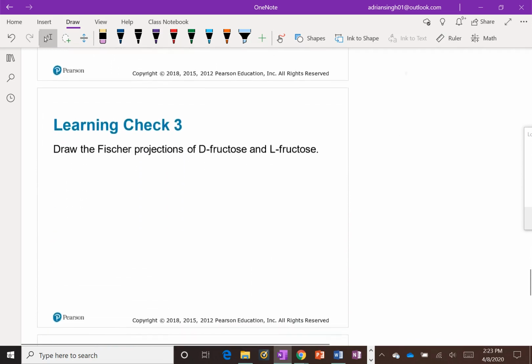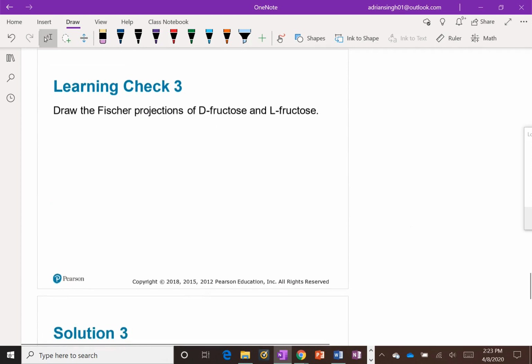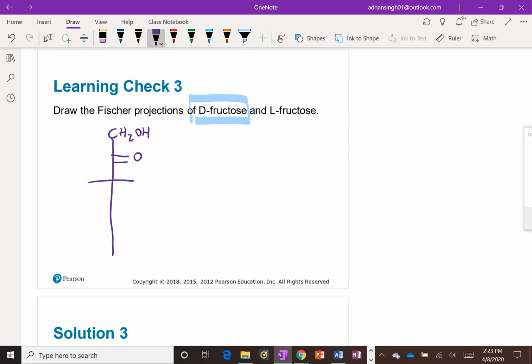I just want to end this section by showing you how to go through and draw the D versus the L isomers for different sugars. All right, so let's start with drawing the structure for D-fructose. If we look at the structures above, we can draw fructose, which we said was a ketohexose. So we have a total of 6 carbons in it. There's our ketone group. So 1, 2, 3, 4, 5. And our CH2 down here at the bottom.